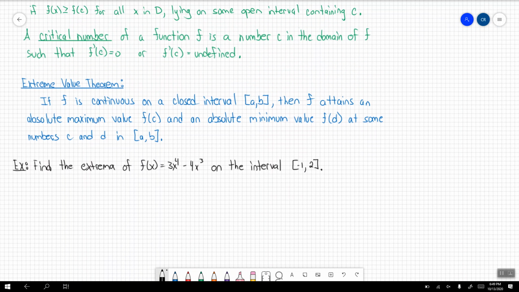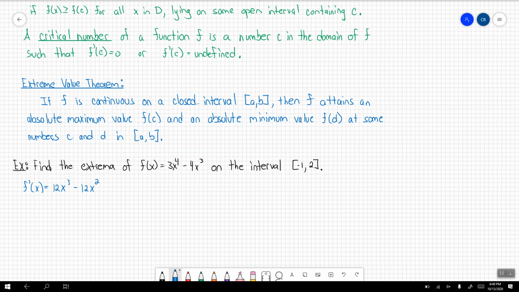One of the first things that we're going to have to do is go find the critical numbers. So let's go through and find these critical numbers. All right, here we go. We're going to take the derivative, so f prime of x in this case is going to get us 12x cubed minus 12x squared.